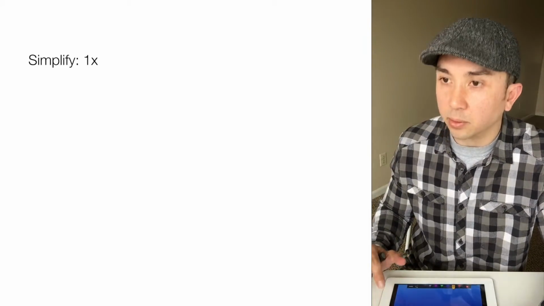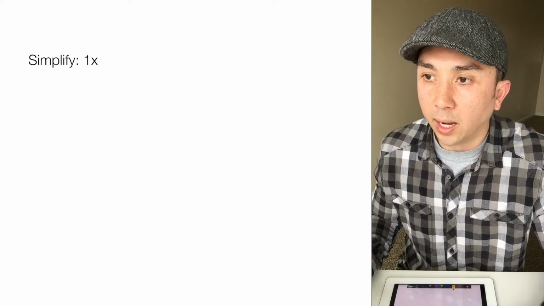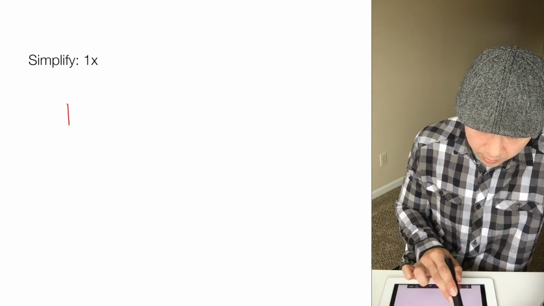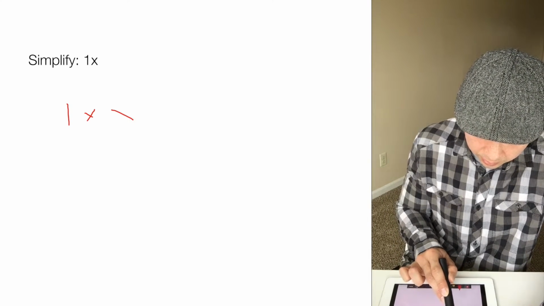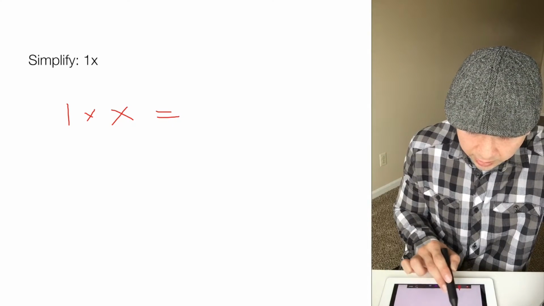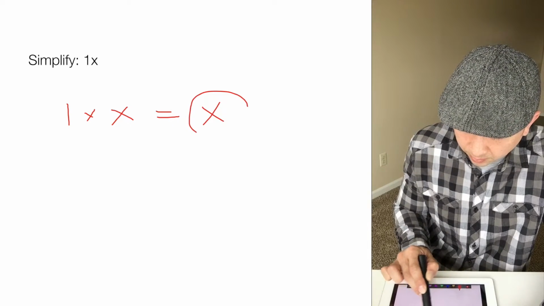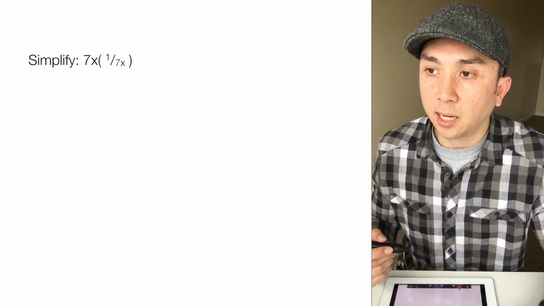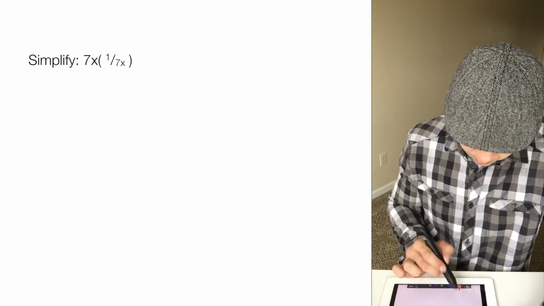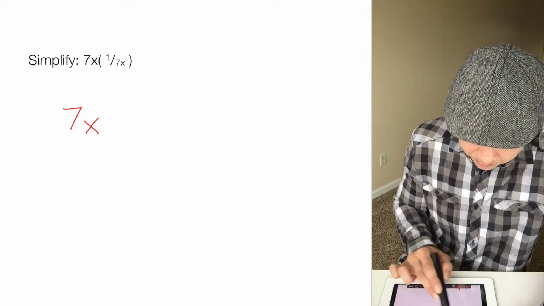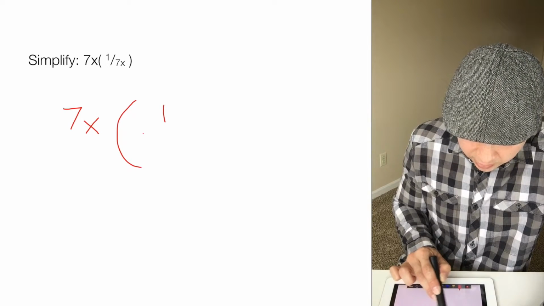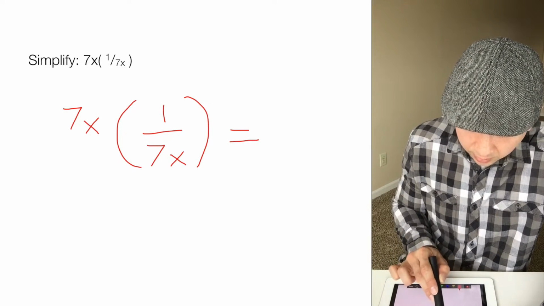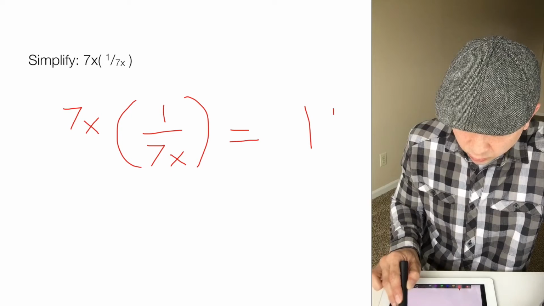So let's do an example. Let's simplify 1 times x. So we know any number times 1 is that same number. So 1 times x is just x. So now let's simplify 7x times 1 over 7x. So we know that any number times its multiplicative inverse is 1. So 7x times 1 over 7x is just 1.